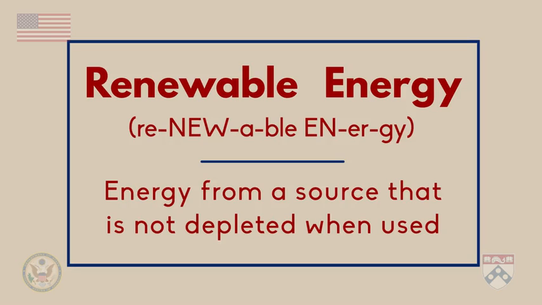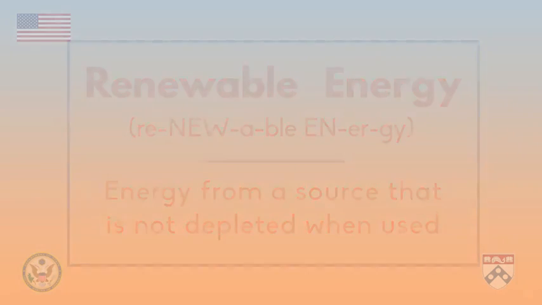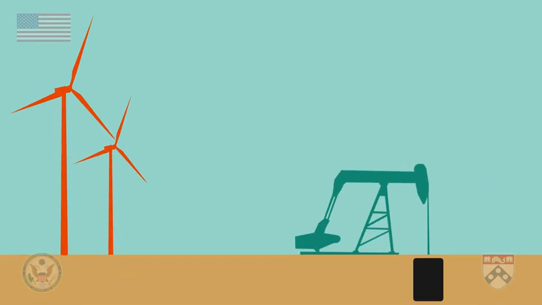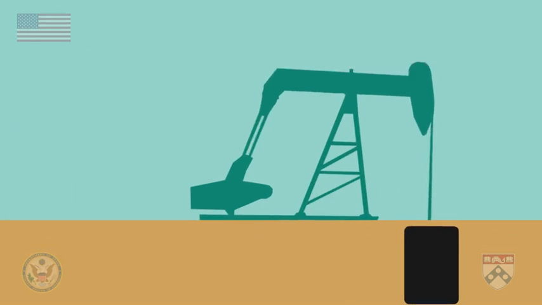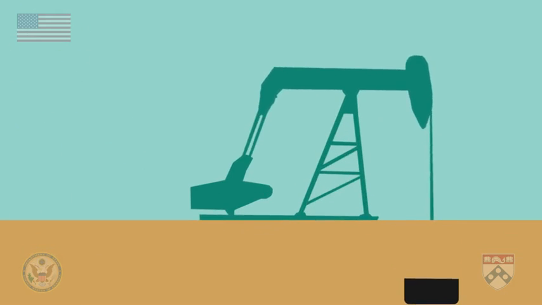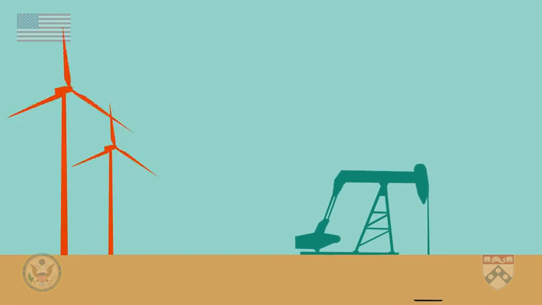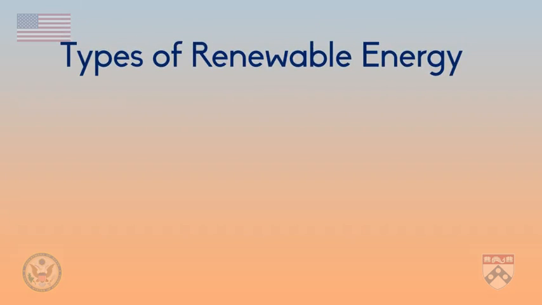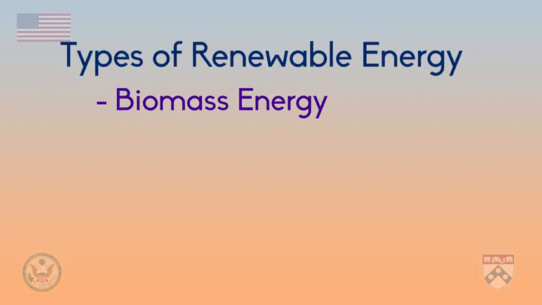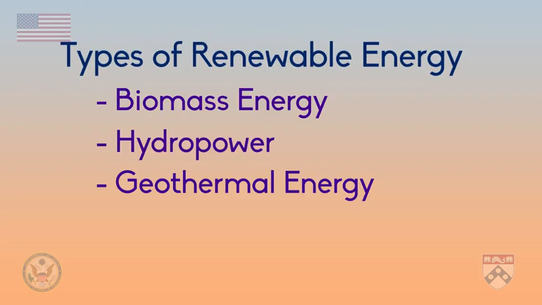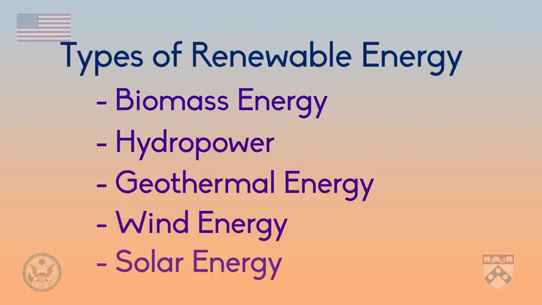For example, if you get your energy from a windmill, you don't have to worry that someday you will use up all the wind, the same way that fossil fuels will someday be used up or depleted. The main types of renewable energy sources are biomass energy, hydropower, geothermal energy, wind energy, and solar energy.